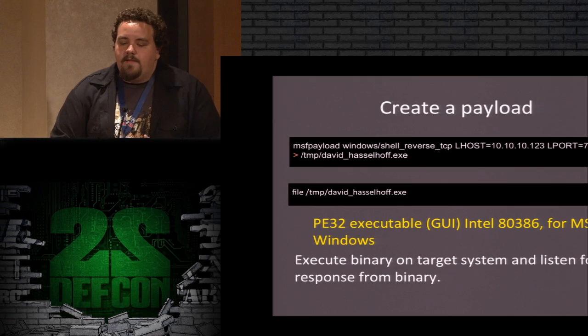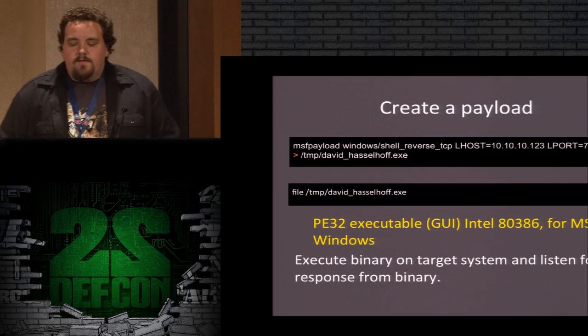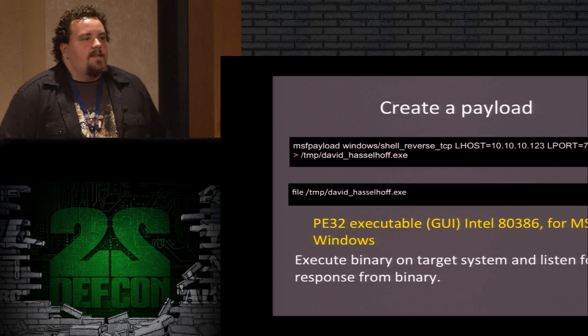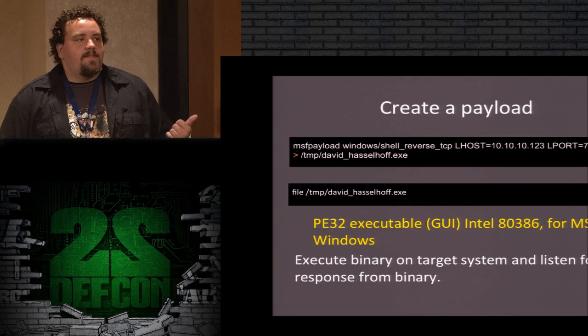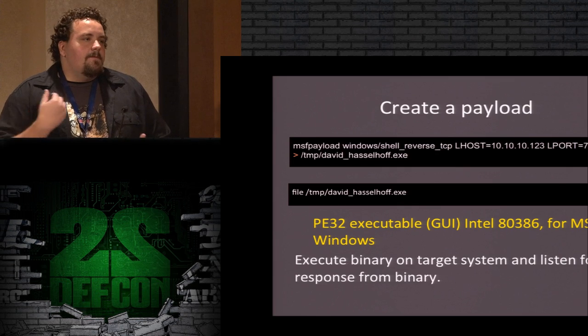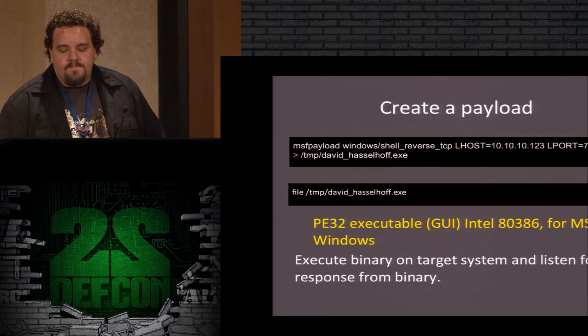We're going to run MSF payload. We're going to use a Windows shell, reverse TCP. We set the L host. We set the remote port. And so we created our David Hasselhoff exe. And we're going to email that to our victim. Or we're either going to have it available or put it on their system. Be like, hey, I got this great Hasselhoff program you need to check out.